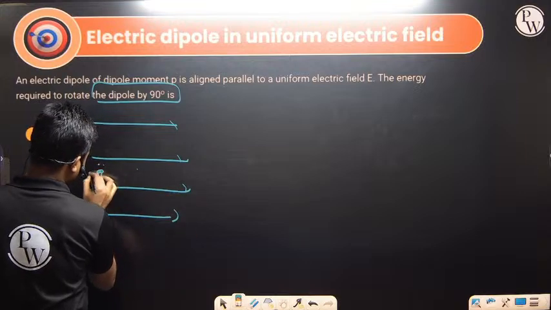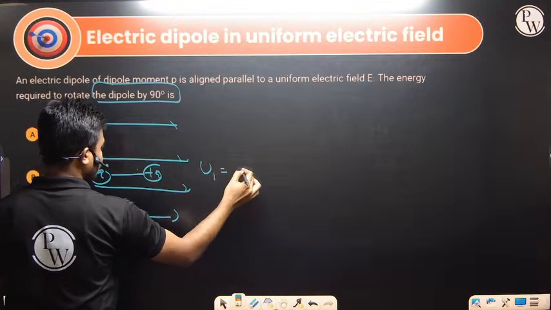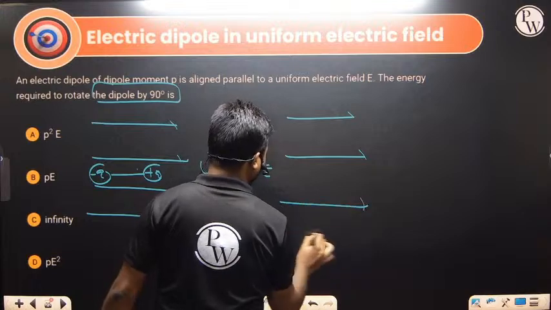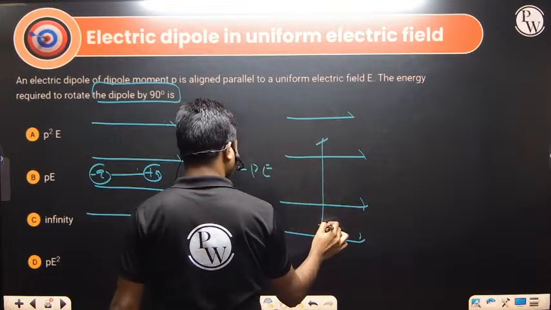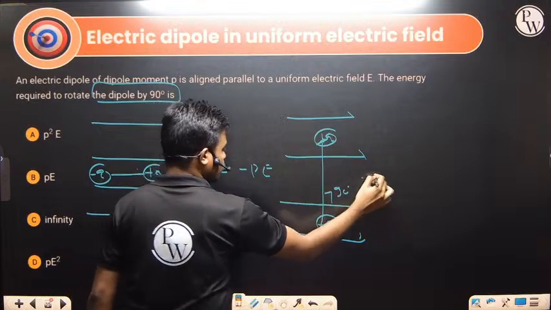Right now, minus Q is on this side and plus Q on this side, initially parallel. So what is the initial energy? Minus P into E. When it is rotated by 90 degrees, what will be the final energy? What is the angle now? The angle is 90 degrees. So what is the final energy?